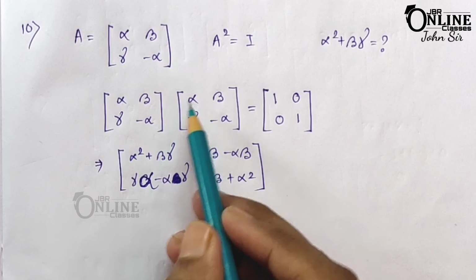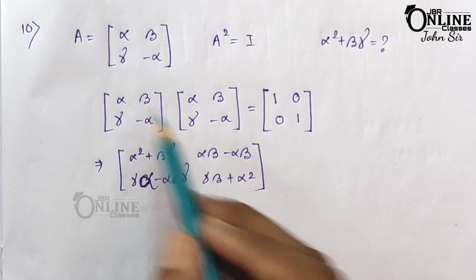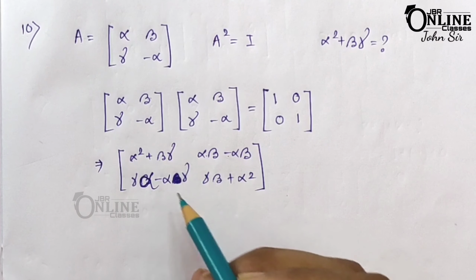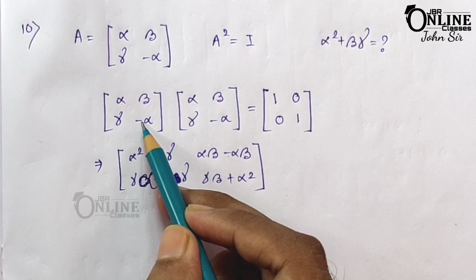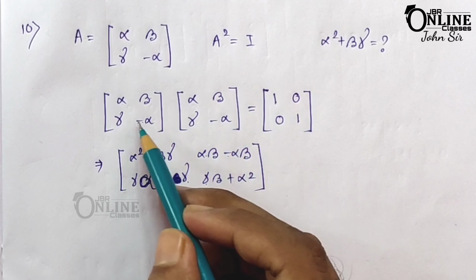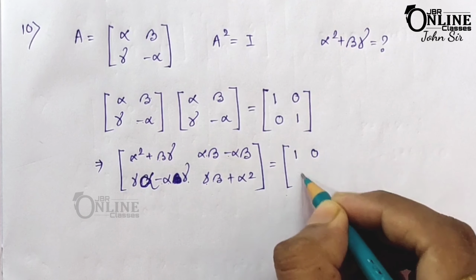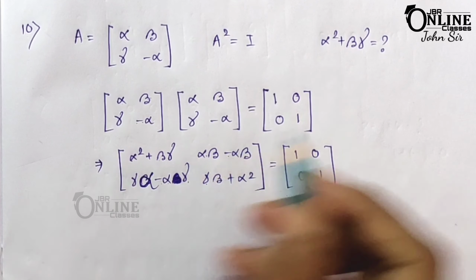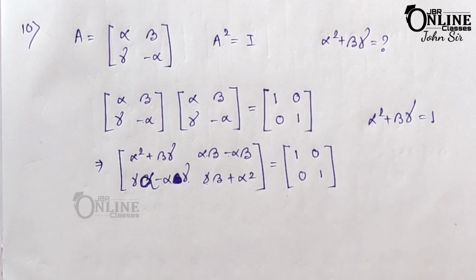So now alpha into alpha, alpha square, and then beta into gamma, beta gamma, then alpha beta, minus alpha beta. Next alpha gamma, minus alpha gamma, then beta gamma, and here minus alpha into minus alpha, so plus alpha square, and that equals 1 0 0 1. So now if you compare this one, you will get alpha square plus beta gamma equal to 1. So that is your answer.